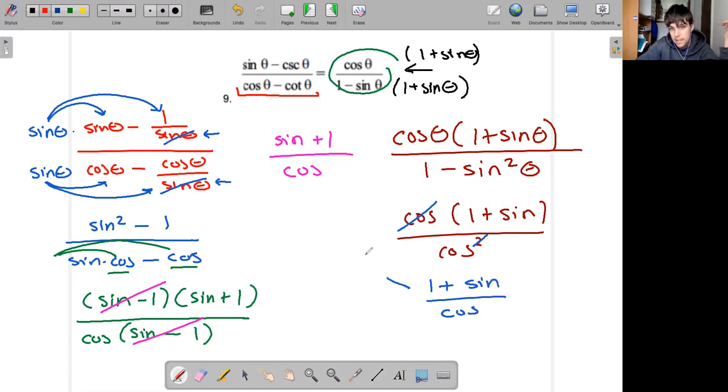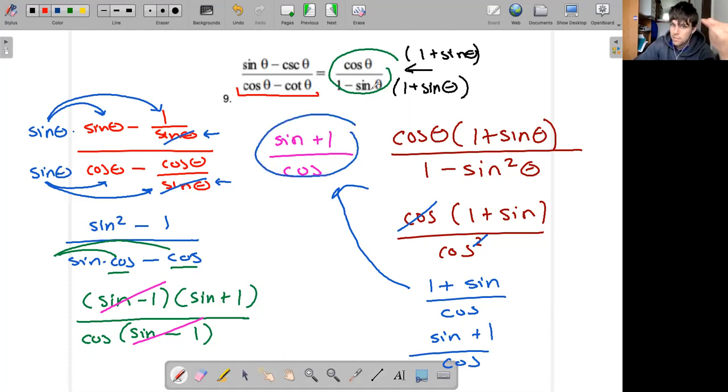These look more alike. In fact, they're almost exactly alike. The only thing that's different here is we just reordered this addition, which is totally fine. We can do that by the simple commutative property. So sine plus 1 over cosine. There's probably a better way to do this, something that I missed from this stage to get us to that.